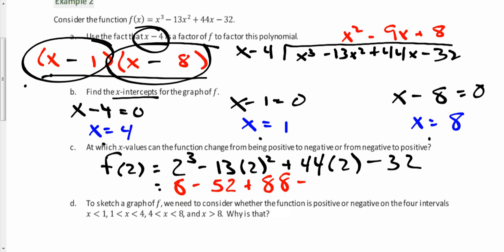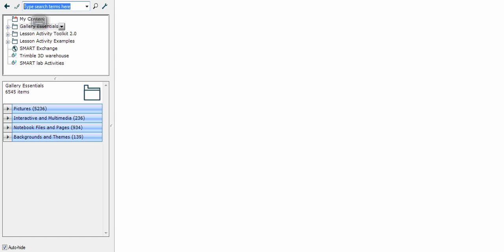And then minus 32. And then I evaluate that. 8 minus 52, that's negative 44. Negative 44 plus 88 is positive 44. 44 minus 32 is 12. So it's positive. It's positive, right? I get a positive 12. So what does that mean? That means I'm going to write this over here in the next, my content.